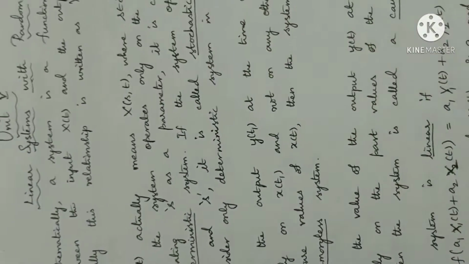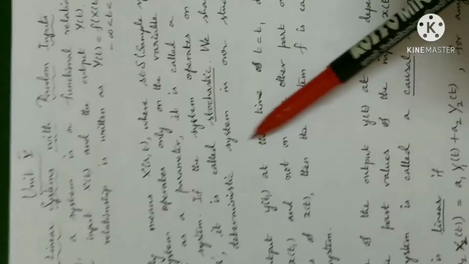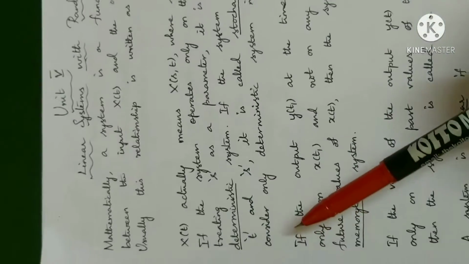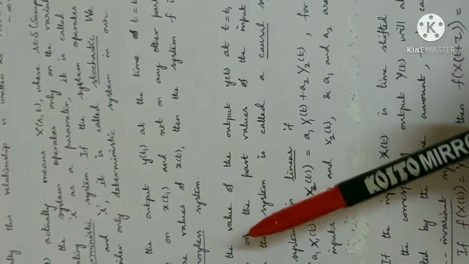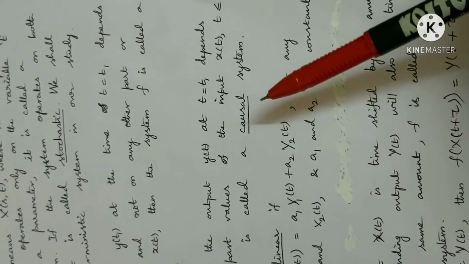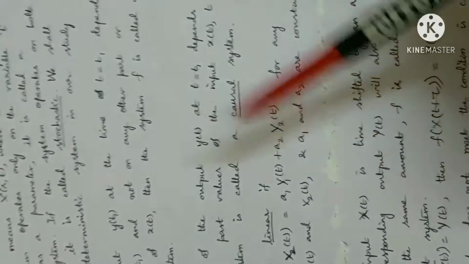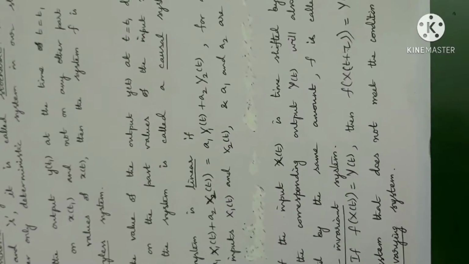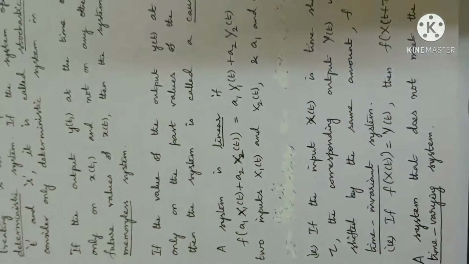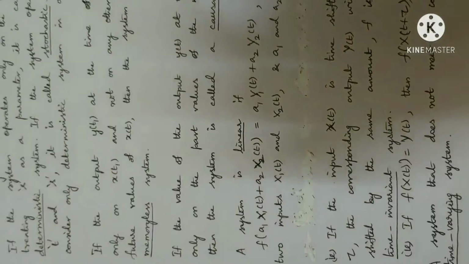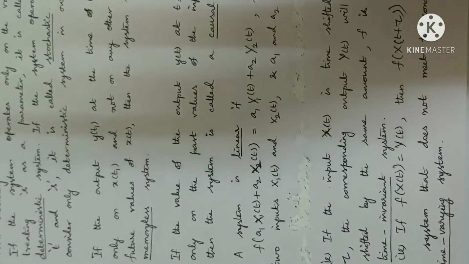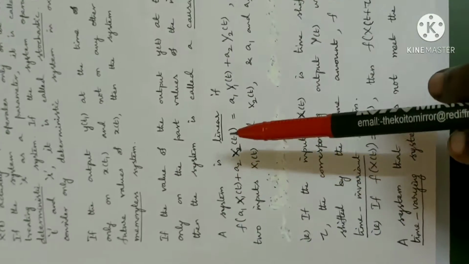Throughout this unit we study the deterministic system, and we shall consider only deterministic systems in our study. There are other systems also: stochastic system, memoryless system, causal system. You can go through their definitions, but we don't have any problems based on these systems. So what is a deterministic system? If the system operates only on the variable t, then the system is a deterministic system.